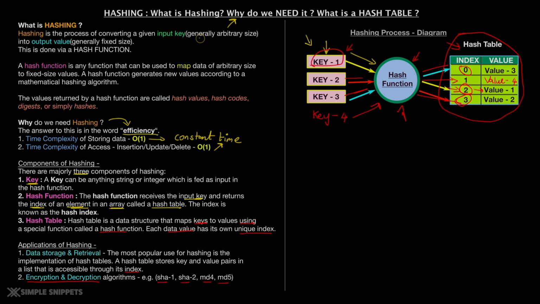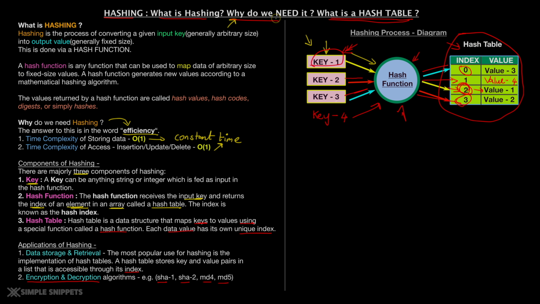Okay, so this was the whole theory around what is hashing, why do we need it, and what is a hash table. Now out of these questions, I think what is hashing is pretty clear. Basically a process of converting a given input key into an output value. What is a hash table is also clear. You can clearly see what a hash table is doing. It is mapping the key with the index location where the value is stored, and each key has a unique index location in this hash table, right?